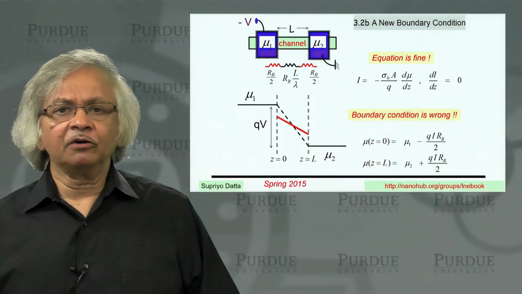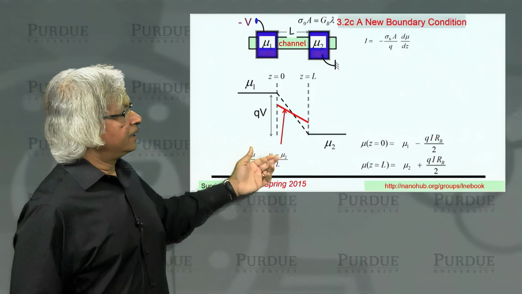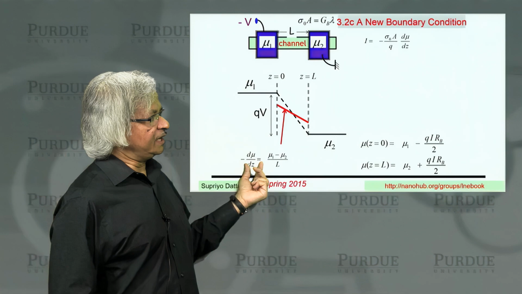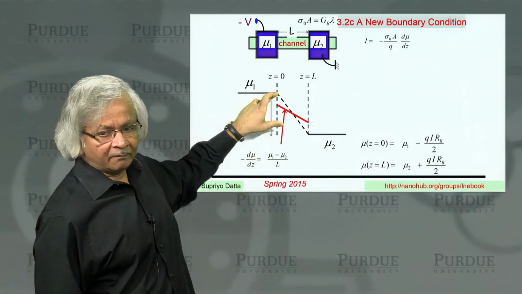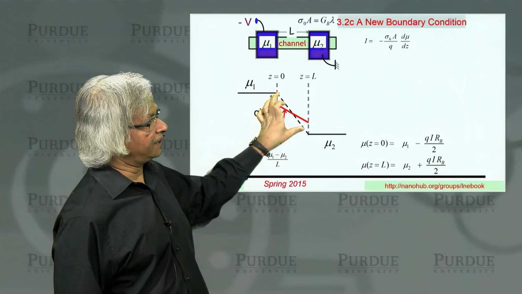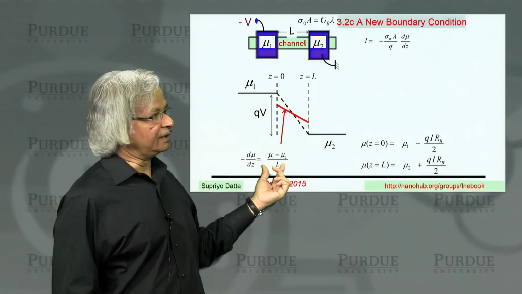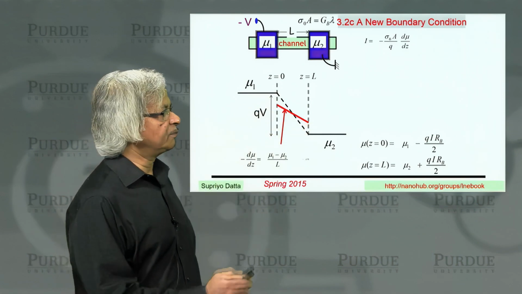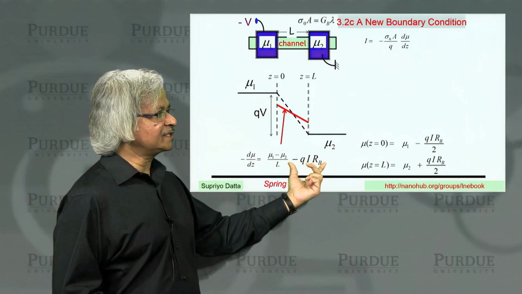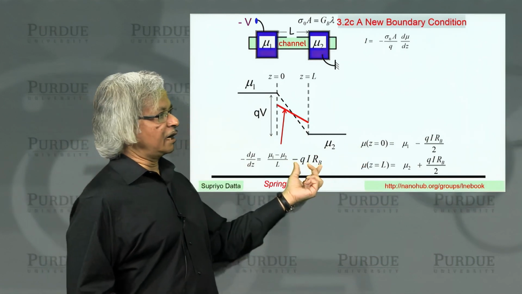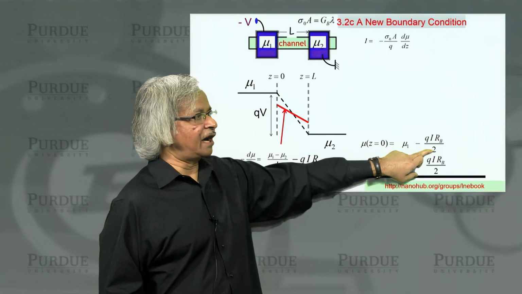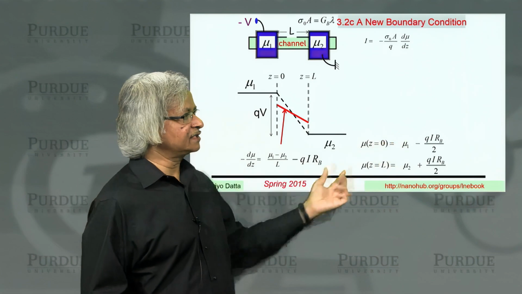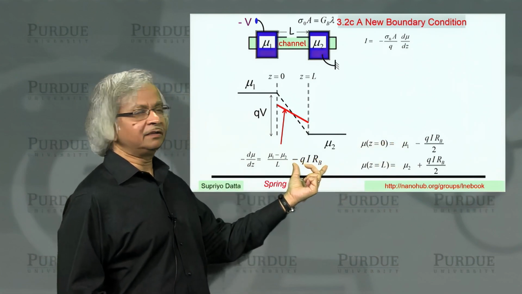That is, if you now calculate the slope, again, this minus d mu dz, previously we took mu1 minus mu2 and divided by L. That's what we had before. But now you see you start a little below mu1 and end a little above mu2. And so the slope is also a little less. How much less? Well, by QIRB, because mu1 is less by half of that, mu2 is increased by half of that. So when I look at the difference, there is minus QIRB that appears here.